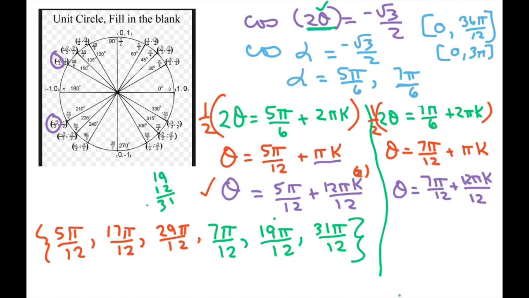So just remember, the k is just the number of times you keep adding 12 pi over 12.